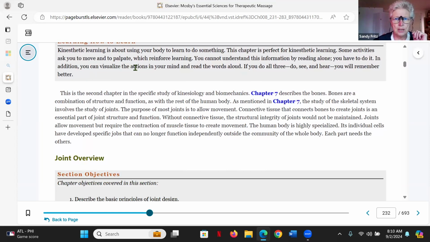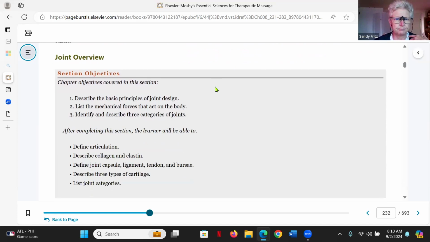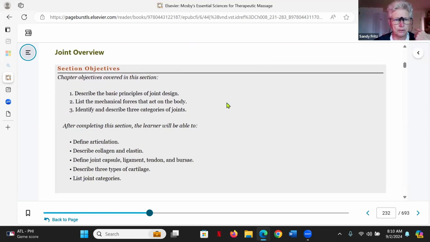Learning how to learn. This joint movement chapter is a palpation movement strategy. Palpation and movement while you talk yourself through it is an excellent strategy. And you'll see how the chapter is designed for you to be able to do that. So as typical, here is our overview.